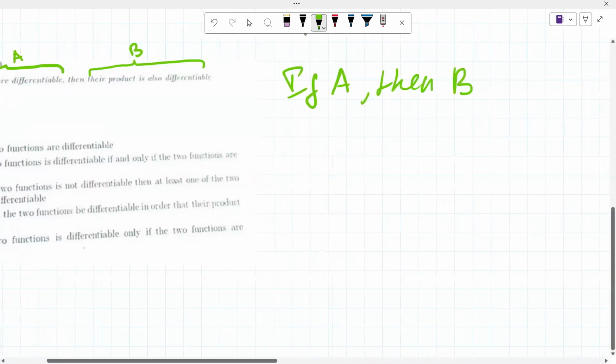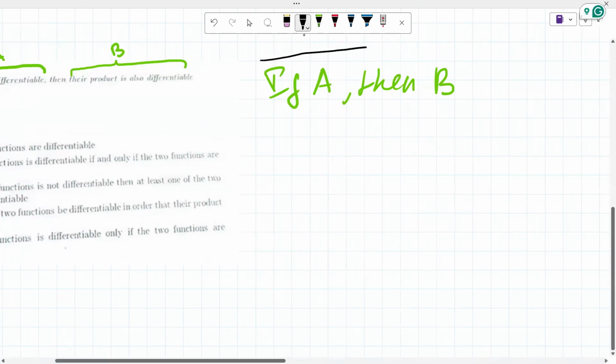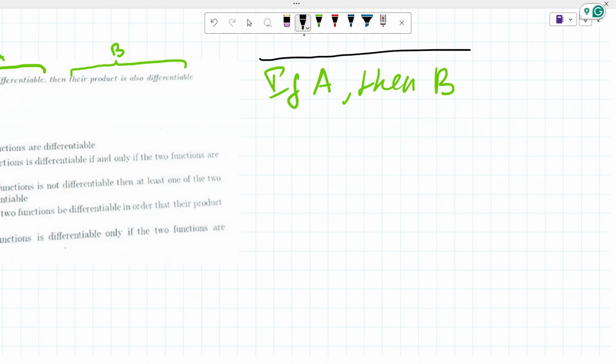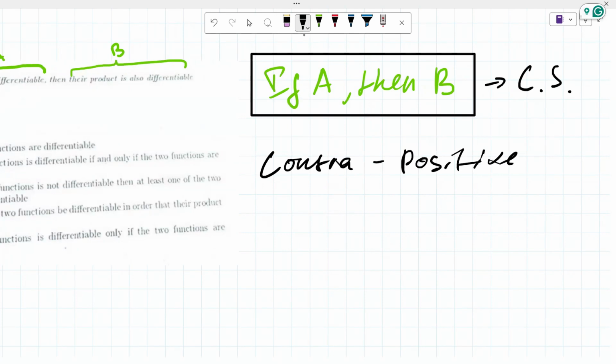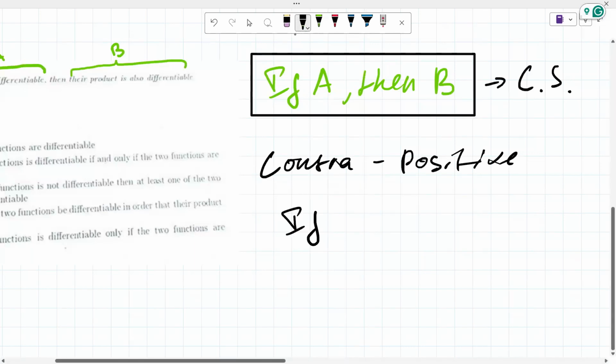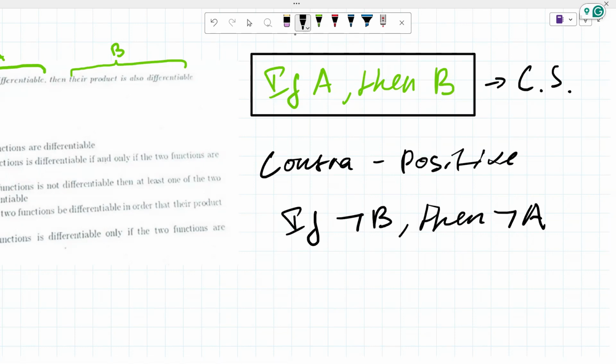Again, we have this conditional statement, and we need to find the equivalent statement. In this case, the equivalent statement for the conditional statement is again the contrapositive. And again, to find the contrapositive, you swap B and A with places, and then you negate them both. It will be if not B, then not A. So this is our contrapositive statement.